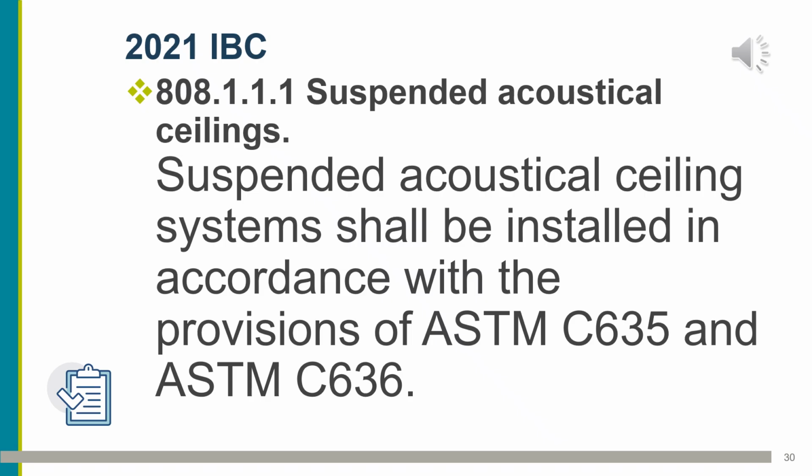So if we go to the 2021 IBC that I'm referencing at section 808, we're going to see suspended acoustical ceilings. It's going to tell us that they shall be installed per ASTM C635 and C636. Now, when we get into 636, it's going to then refer us to another ASTM standard if our seismic design category exceeds the A and B designations.